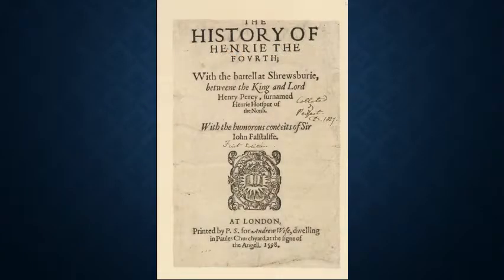And here's a copy of the title page of the first printing of Shakespeare's Henry IV, printed in 1598. You'll notice Shakespeare's name does not appear anywhere on the title page, signaling that at the time his name was not considered a selling point. But the play itself was popular enough to be printed and sold, but they just didn't put Shakespeare's name on it. Now, if we look at this, it says the history of Henry IV.